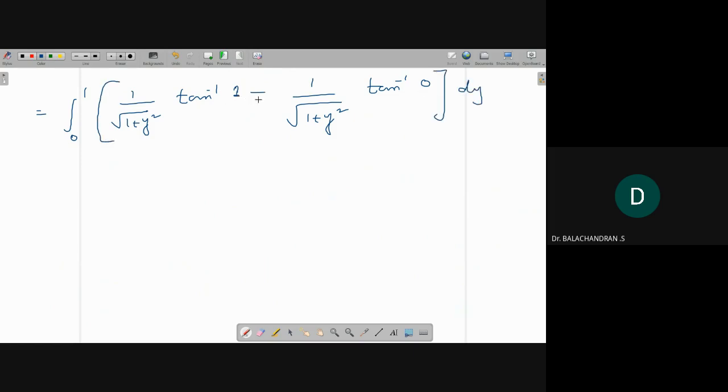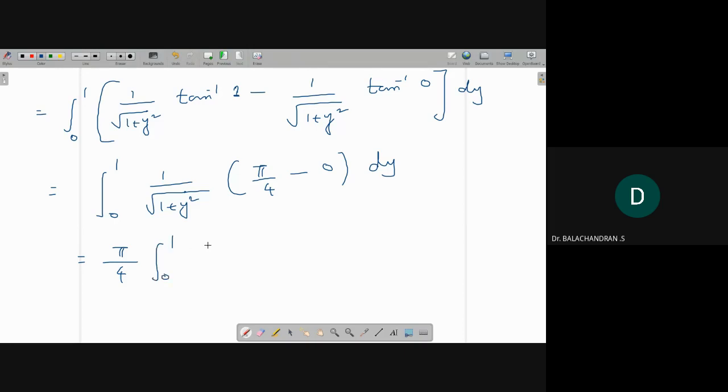So tan inverse of 1 is pi by 4. So pi by 4, and 1 by root of 1 plus y square is common. Tan inverse of 1 is pi by 4 minus tan inverse of 0, which is 0, into dy. Pi by 4 is a constant, so I will take it out of the integral. So pi by 4, integral 0 to 1 dy by root of 1 plus y square.